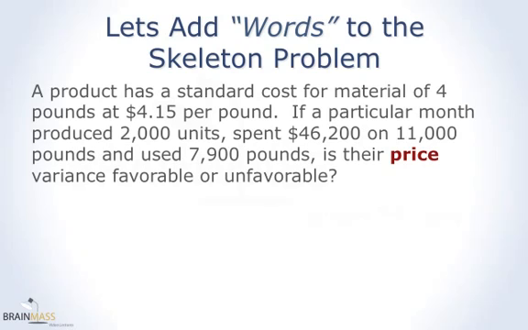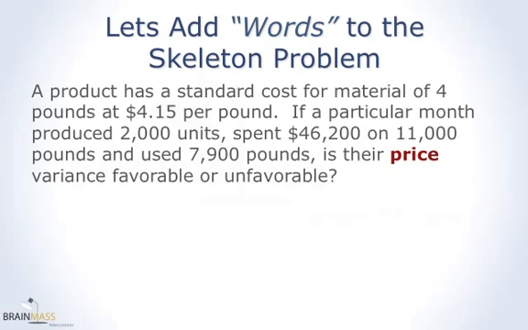Why? Because some of them could still be in inventory. Some of the pounds you bought might still be in inventory. We isolate the price variance based on what you bought, but we isolate the usage variance based on what you used. So we will use both of those for the different variances.